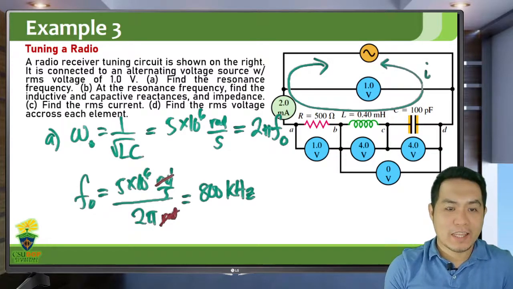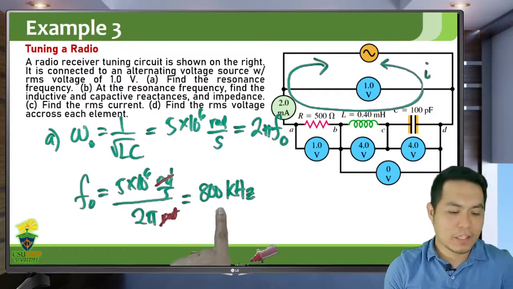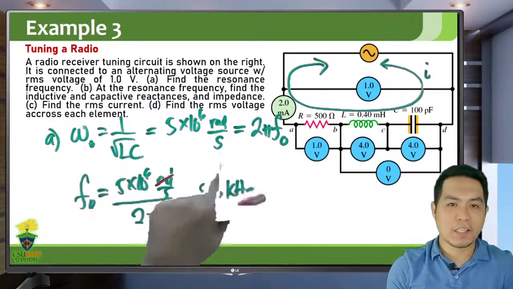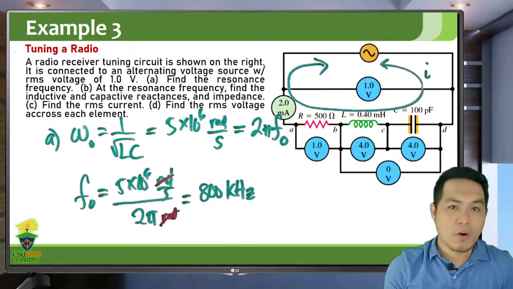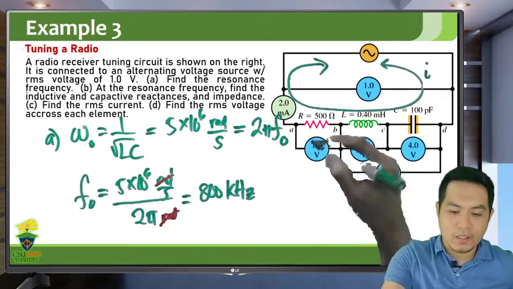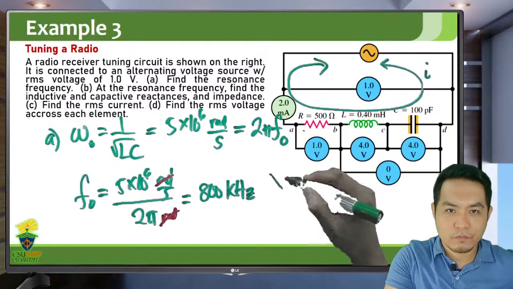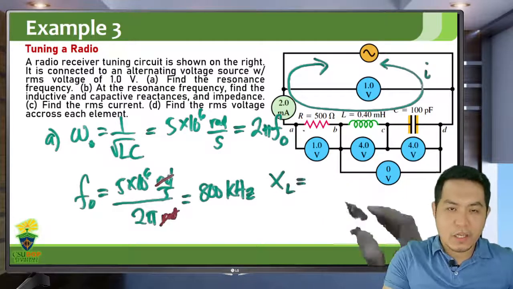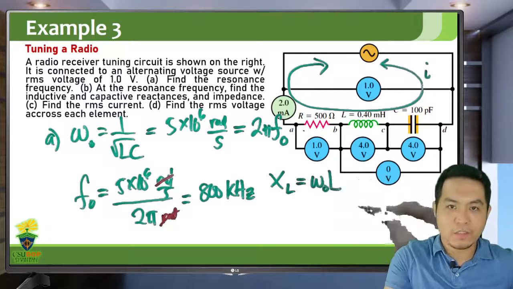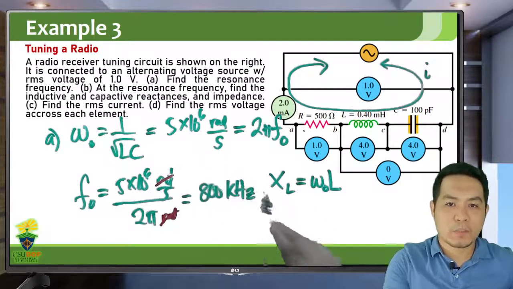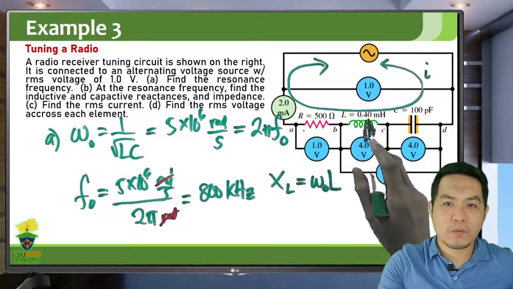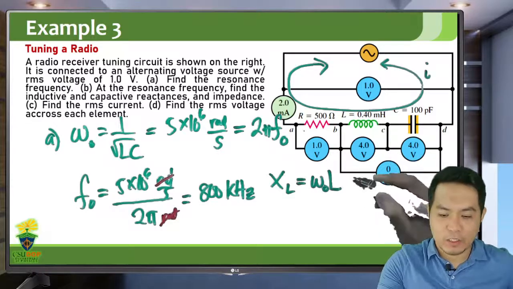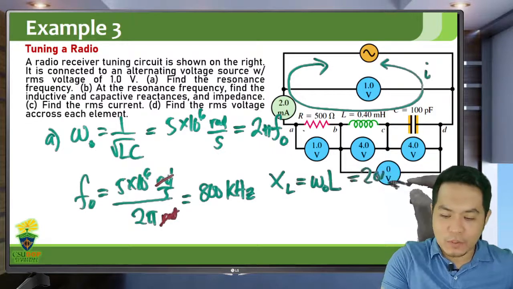For letter B, at this frequency, 800 kilohertz, or at this angular frequency, 5 times 10 to the 6 radians per second, what are the inductive and capacitive reactances? So for XL, we just use omega naught times L. Omega naught is 5 times 10 to the 6 radians per second. L is 0.40 times 10 to the negative 3 Henry. You multiply that, and you will get a value of 2,000 ohms.